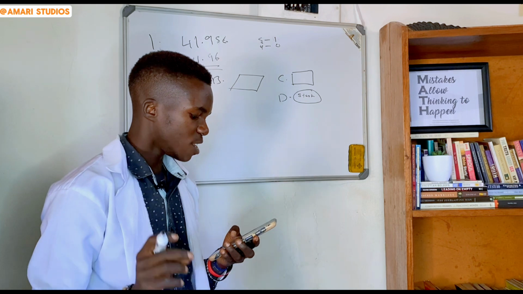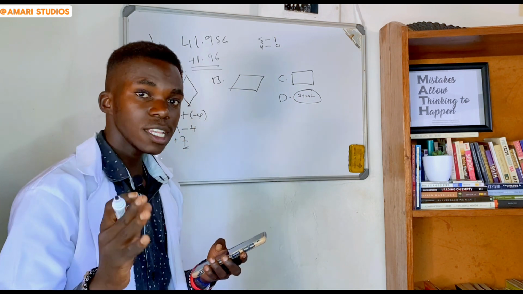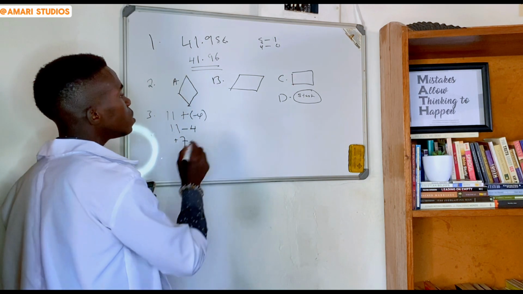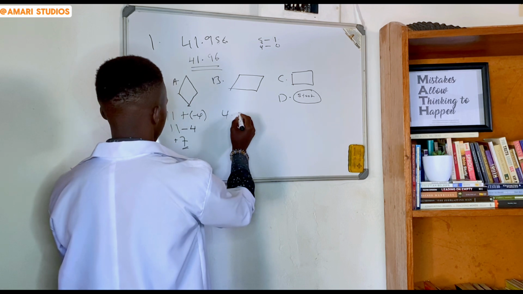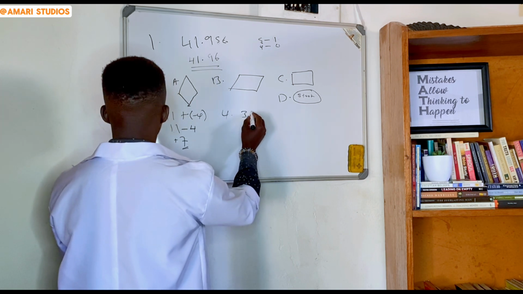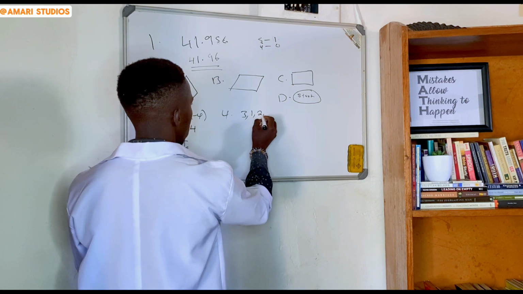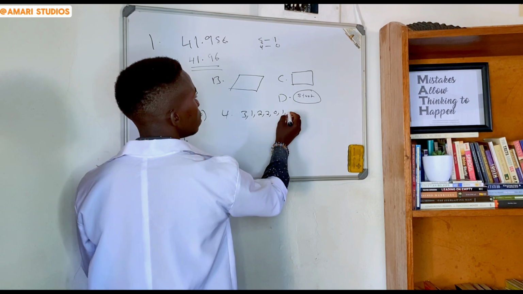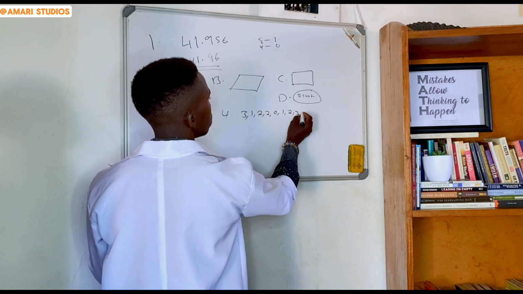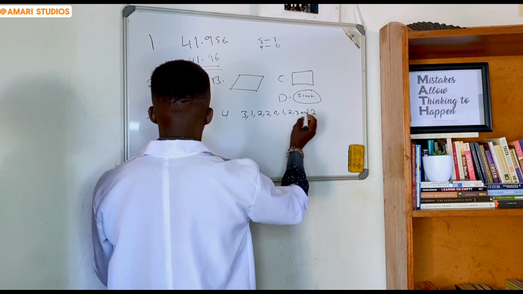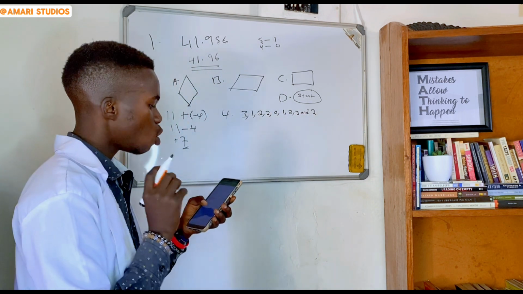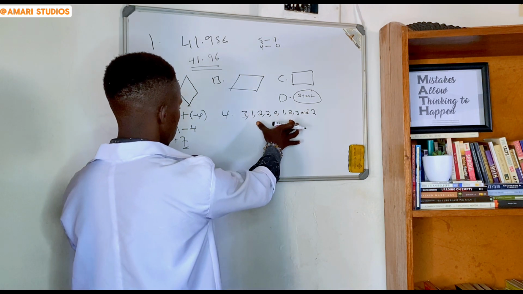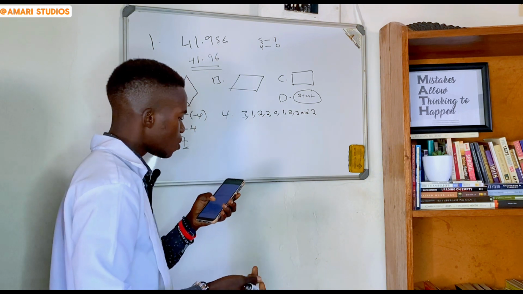Question 4 is saying, John spent the following hours to study. Listen carefully to the question. So we have 3 hours, 1 hour, 2 hours and another 2 hours, and then we have 0, 1, 2, 3, and lastly but not the least, 2. These are the hours that John spent on studying over a period of 9 days.